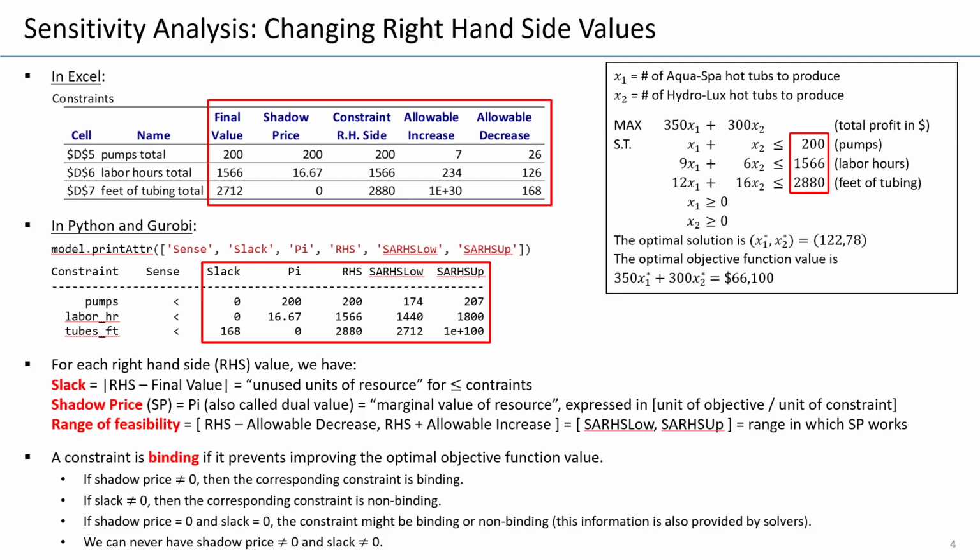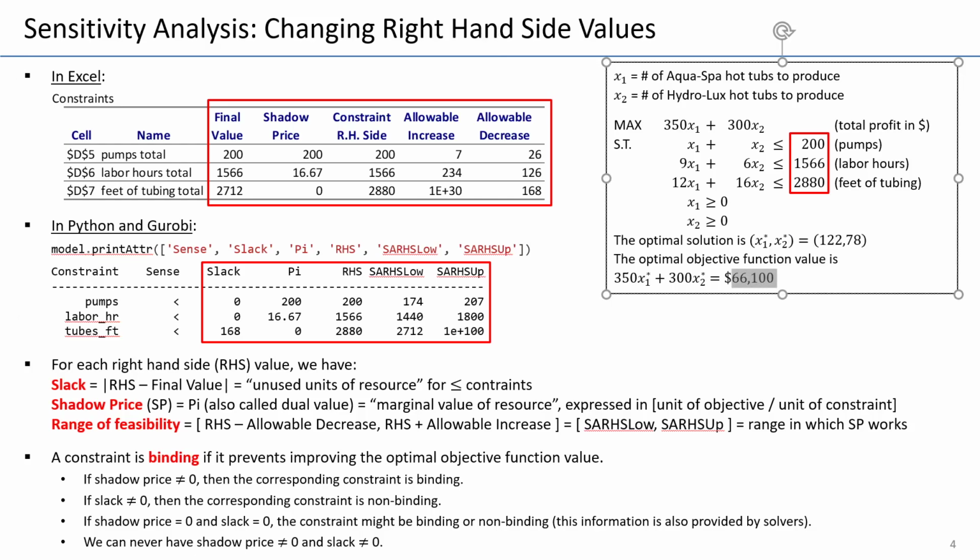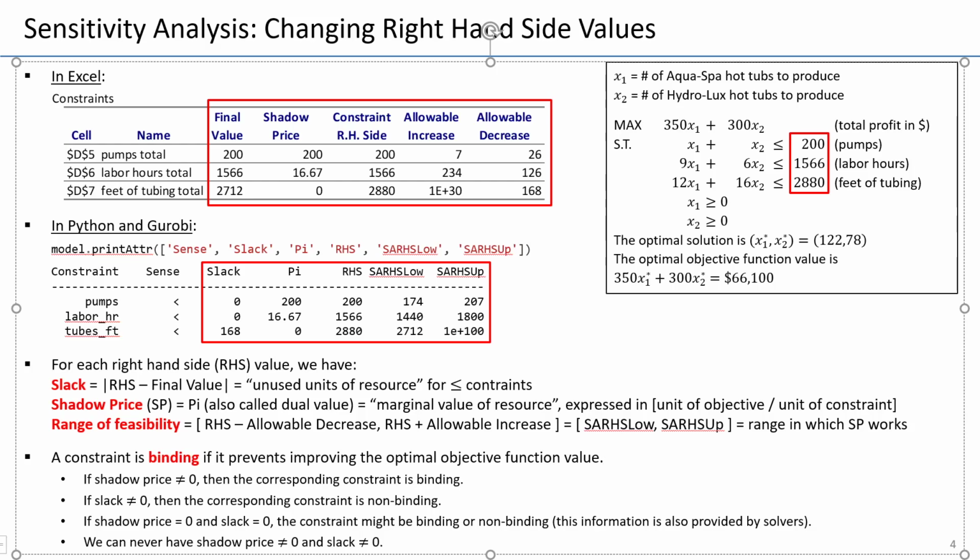We will say that a constraint is binding when it was the reason why we could not improve the optimal objective function value. So for example, why did we achieve $66,100 of profit? Why didn't we get a higher profit? Well, it was because there were certain constraints that didn't allow us to improve this profit further.